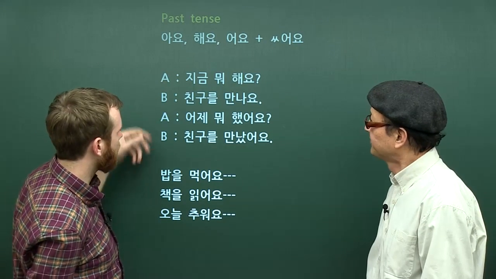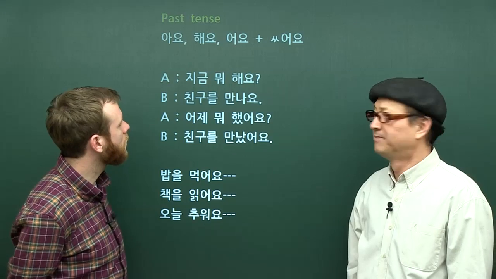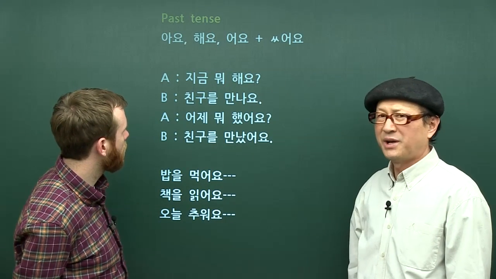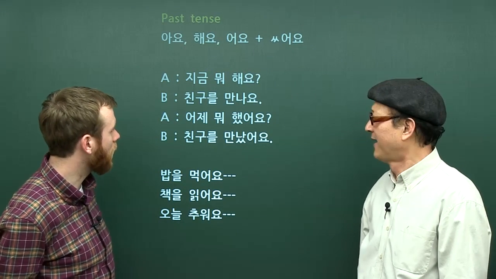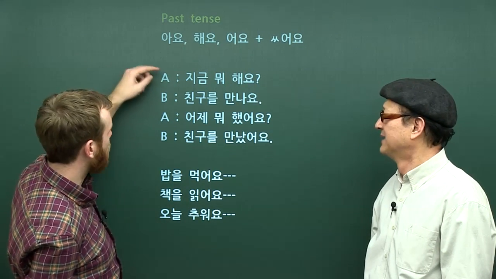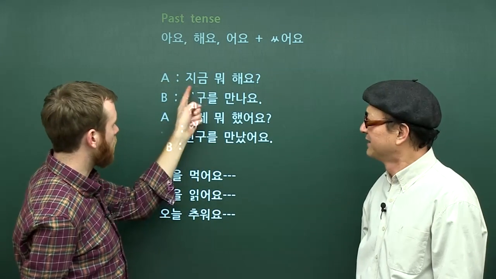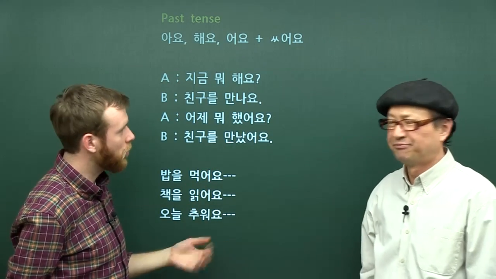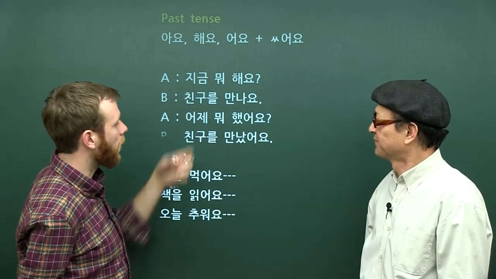We've got two versions of this. So A says, 지금 뭐 해요? 친구를 만나요. 어제 뭐 했어요? 친구를 만났어요. Wow, this person loves to hang out with their friends. All right, so in the first case, 지금 뭐 해요? What are you doing now? 지금, of course, means now. 뭐 해요 means what do? So I can read this as, what do you do now? What are you doing now?